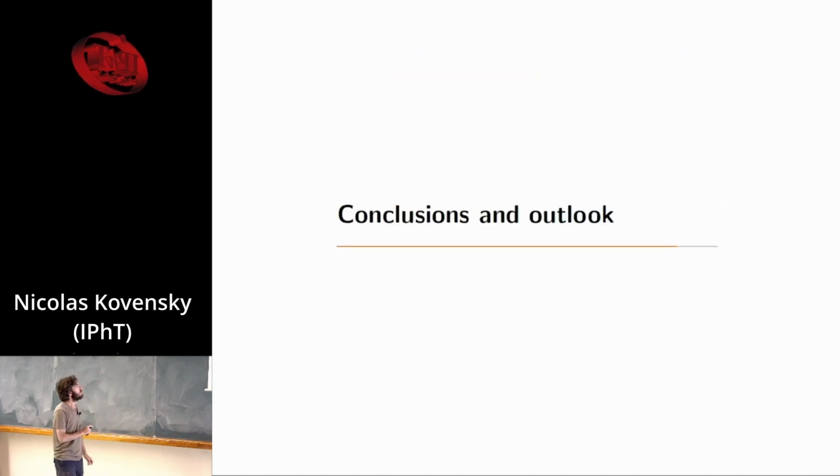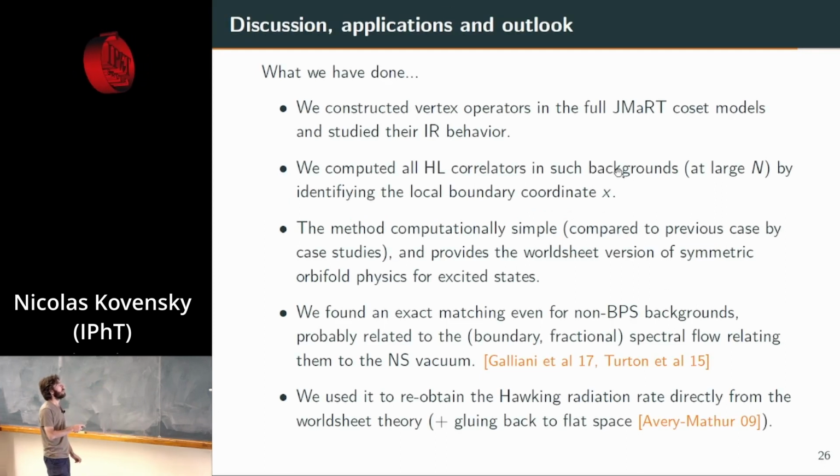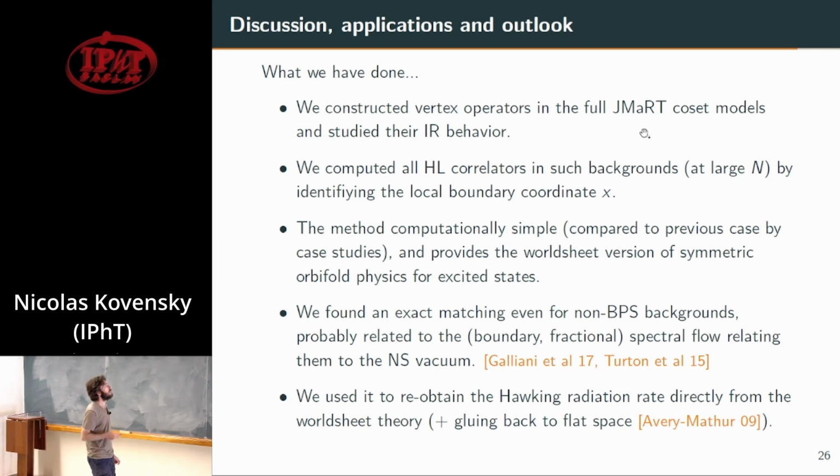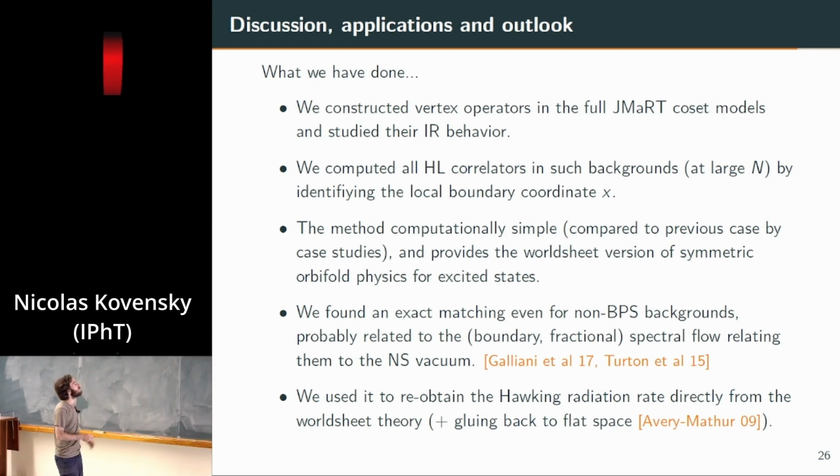Okay, so if there are no questions, let me conclude, and briefly go over what we did. We constructed the vertex operators in the full J-Mart coset models built by Emil, David and Stefano. We computed all heavy-light correlators in such backgrounds in terms of the local coordinate on the boundary. They have a very nice and simple structure.